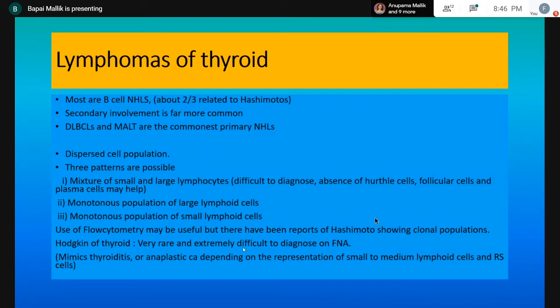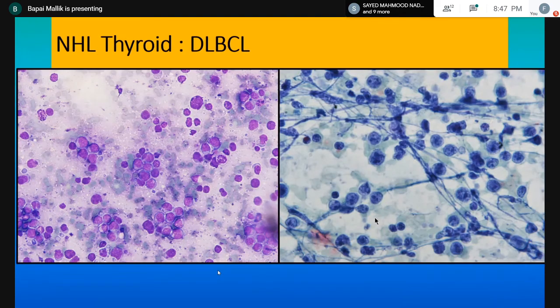Hodgkin's of the thyroid is extremely rare, and so these are some of the other points that I have with these slides. It may mimic thyroiditis or even anaplastic carcinoma, depending on representation of small to medium-sized cells. If you have a very anaplastic, very pleomorphic-looking tumor, you may think of an anaplastic carcinoma, but then immunohistochemistry can help. This is a large B-cell lymphoma.